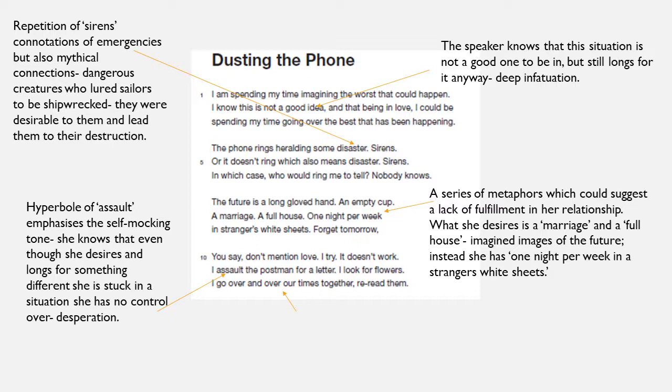You've got a series of metaphors which could suggest a lack of fulfillment in her relationship. What she desires is a marriage and a full house. You've got imagined images of the future. Instead, she has one night per week in a stranger's white sheets. So that sense of loss, yearning for something that she doesn't have. You've got over-analysing the situation, longing for something different. You've got hyperbole, an exaggeration of assault, which emphasises the self-mocking tone. She knows that even though she desires and longs for something different, she is stuck in a situation she has no control over, and this reveals her desperation and yearning for something else.